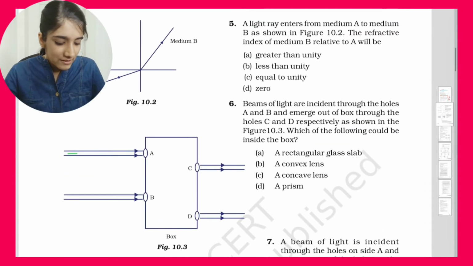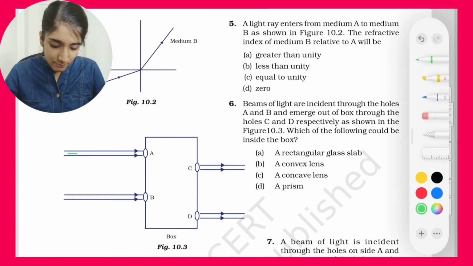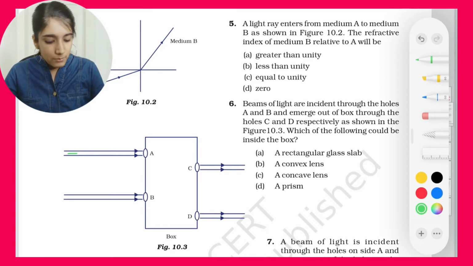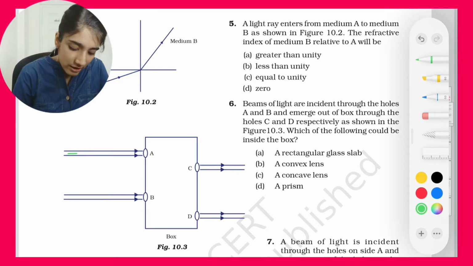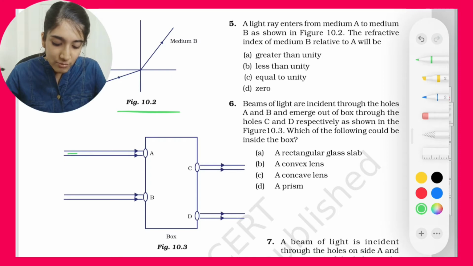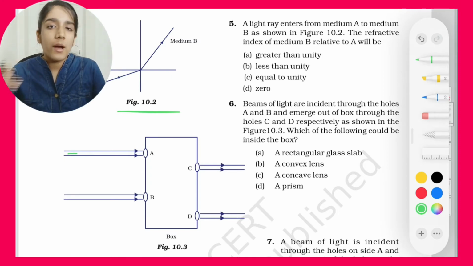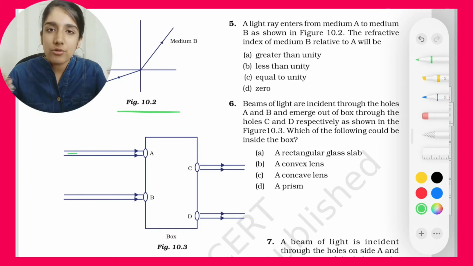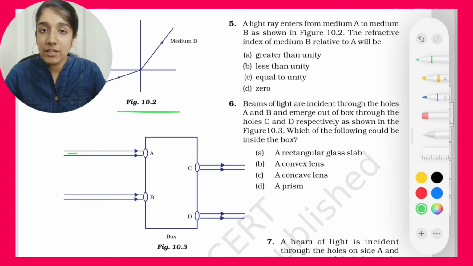Question 5 is a quite similar one. Refraction is taking place. A light ray enters from medium A to medium B as shown in figure 10.2. The refractive index of medium B relative to medium A will be. So in the last question we got the values and we just substituted it and got the answer. But here they are telling us to judge whether the refractive index will be greater than unity, that is more than 1, or less than 1 or equal to 1 or 0.